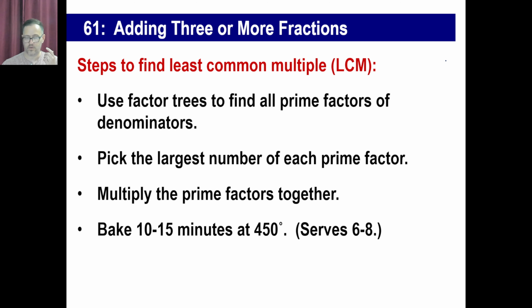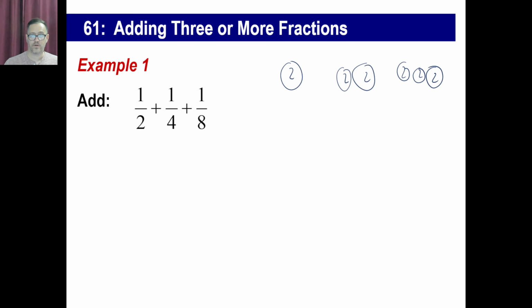Now, you look and say, okay, well, pick the largest number of each prime factor. Well, there is only one prime factor, and that's a 2. Which one has the largest amount of 2's? It's this one right here, which means you multiply those together, you get the answer 8, and then that's what you're going to use for all 3 of these denominators. So let's change the half into an 8, something over 8. That's going to be 4 over 8. Plus, this will be 2 over 8.